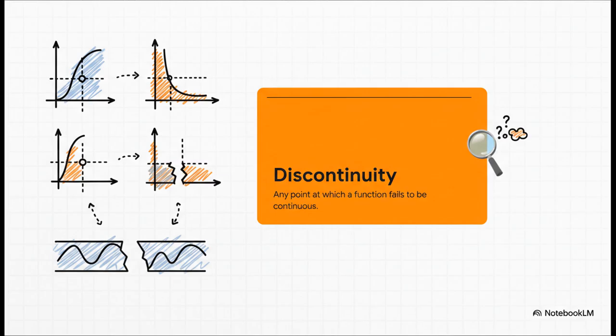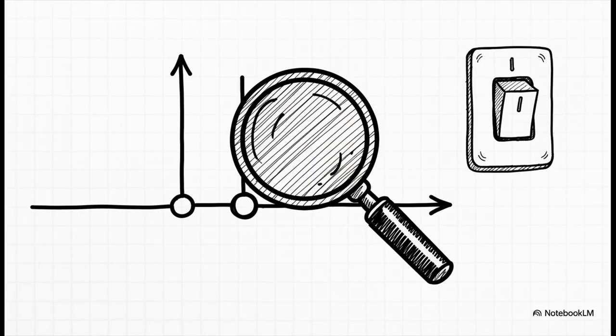So let's start gathering some clues about how these breaks actually happen. Our first piece of evidence is probably the most obvious kind of break you'll see, a sudden jump. A classic example of this is something called the Heaviside step function. It's just 0 for all the negative numbers, and then bam, it instantly jumps to 1 at 0. It's kind of like flipping a light switch.